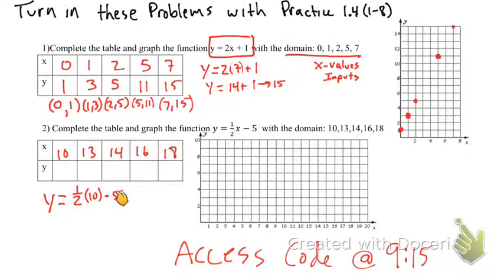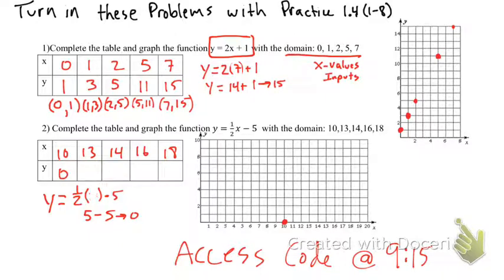So again, I know some people get scared away by fractions. Just throw this stuff in your calculator. You could do 1 divided by 2 times 10, okay? So if you do this correctly, this gives you 5 minus 5, which is 0. So 10, comma 0 is right here.